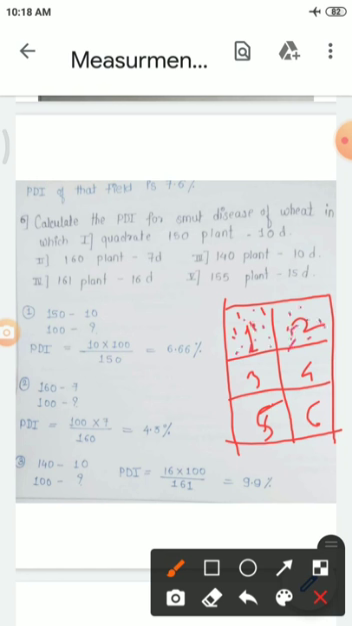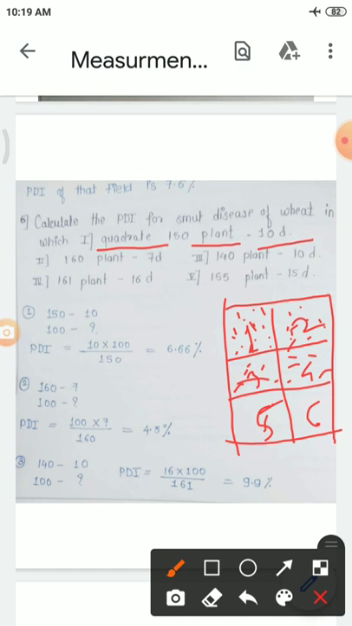So in each quadrant, after taking the observation, the following data is observed, and with the help of that data we have to calculate the PDI for this smut disease. Okay, so here the data is given. In the first quadrant, out of 150 plants, 10 plants are damaged, D for damage.